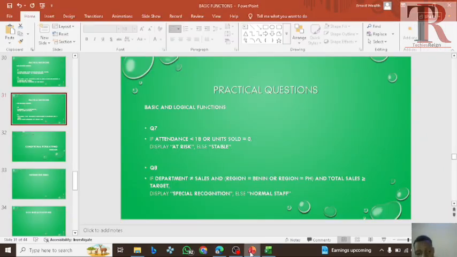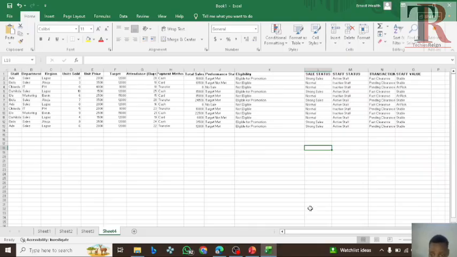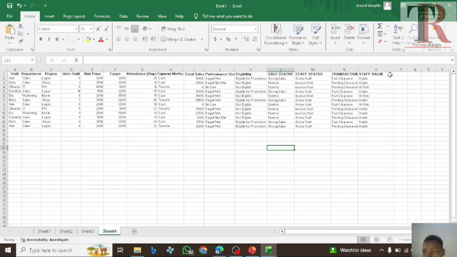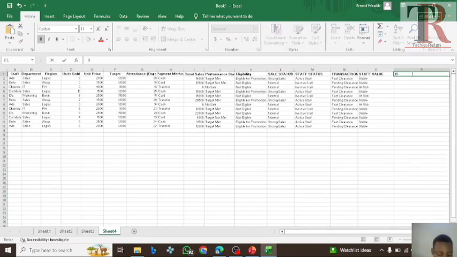So let's answer the next question, the final question. If department is not equals to sales and region is equals to Benin or region is equals to Port Harcourt, and total sale is greater than target, display special recognition, else display normal staff. Come over here. We'll write over here special recognition. Let's reduce this. Let's increase this. Recognition.